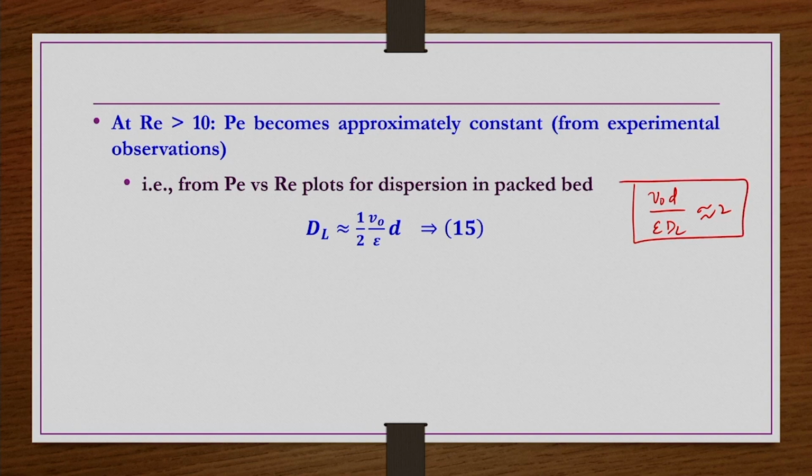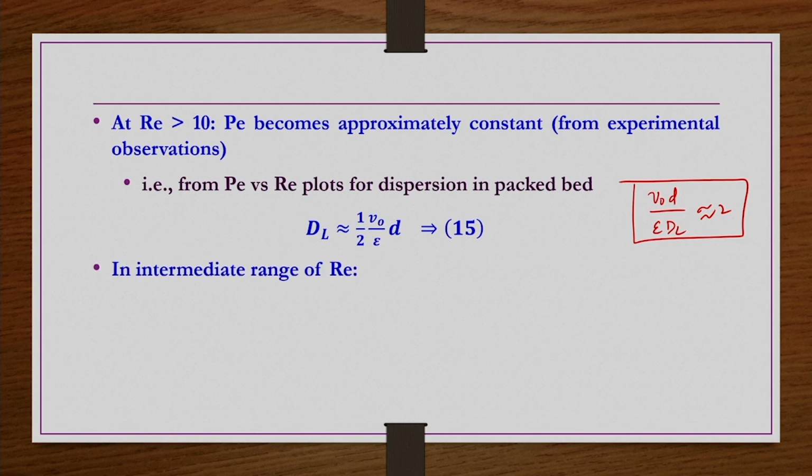So, from here we can get dl equals half V naught d by epsilon. You do not even need to know the diffusivity if the Reynolds number is high in order to know the dl. To know the dl at high Reynolds number you do not need anything, including the diffusivity. The only thing you need to know is the velocity at which you are releasing the fluid, the voidage, and the size of the particle that you have used for the packing.